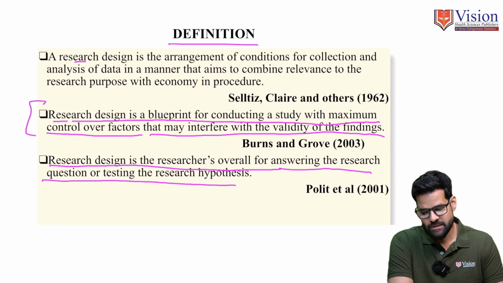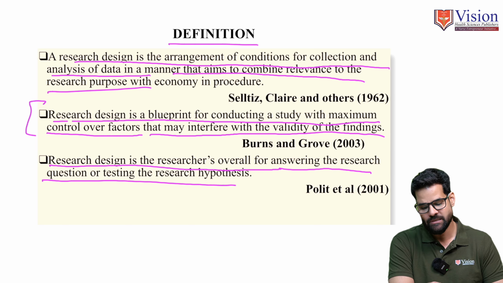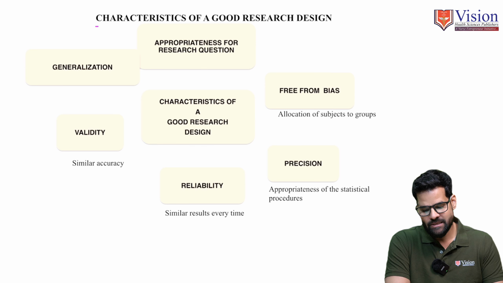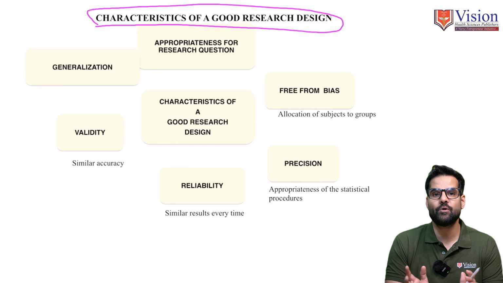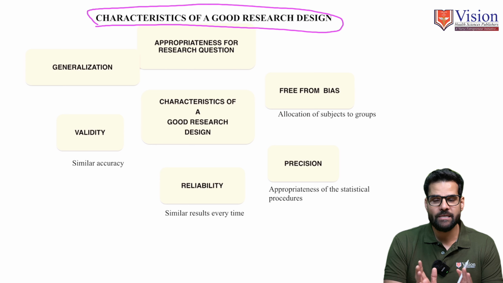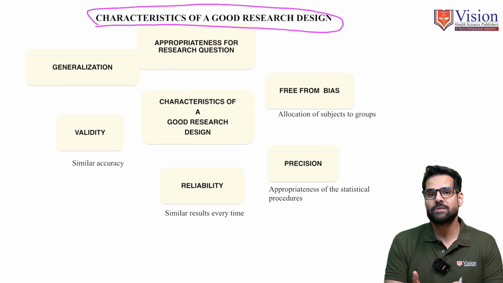Another definition: a research design is an arrangement of the conditions for collection and analysis of the data in a manner that aims to combine relevance to the research purpose in an economical manner. Now, what are the characteristics of a good research design? Till now it is clear what a research design is. It is a blueprint, and there are various research designs available. You have to select the best one that fits your research problem.